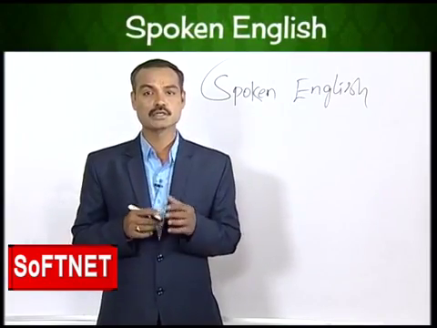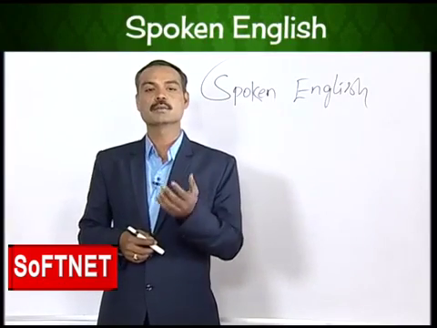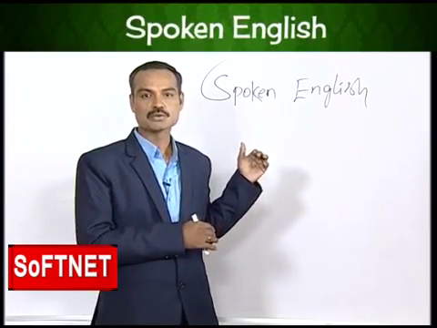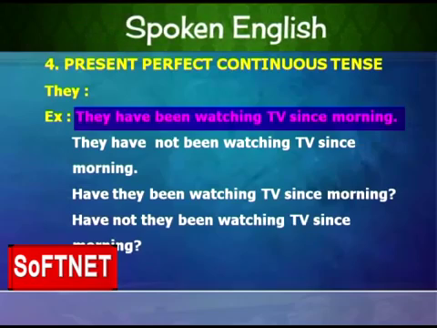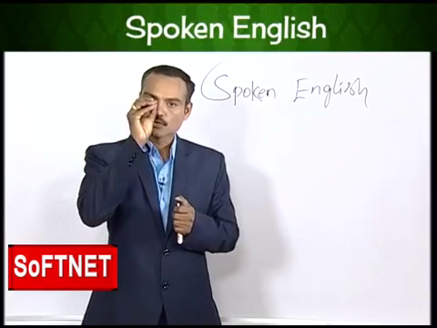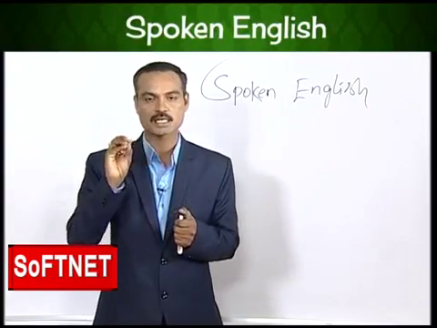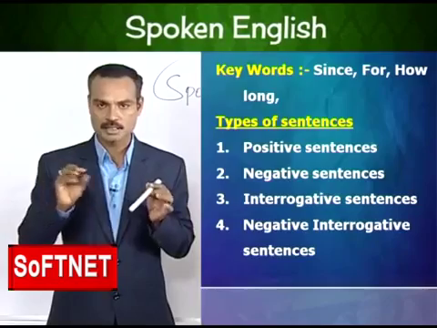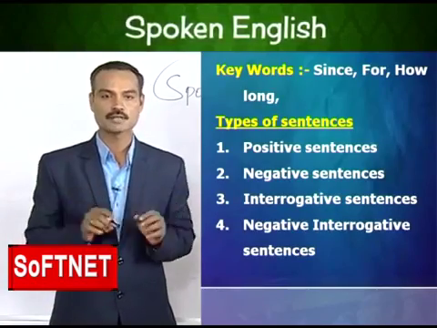Next, we should learn types of sentences. Four types of sentences will be there: positive sentences, negative sentences, interrogative sentences and negative interrogative sentences. Next, for example, here there are two subjects, they and he. They have been watching TV since morning. Now I am going to show you how to write four types of sentences. Did I tell you or not? In every tense there will be four types of sentences. They are positive sentences, negative sentences, interrogative sentences and negative interrogative sentences.